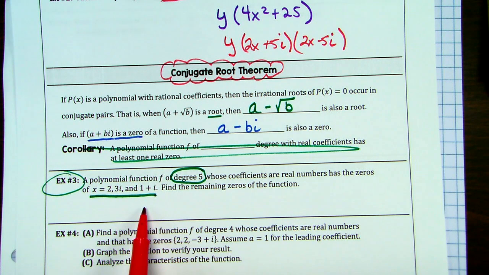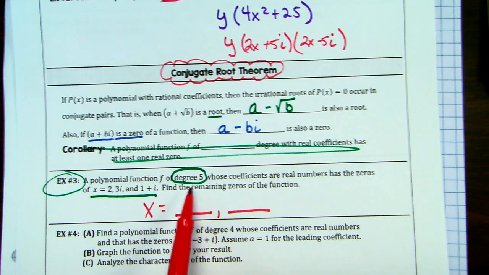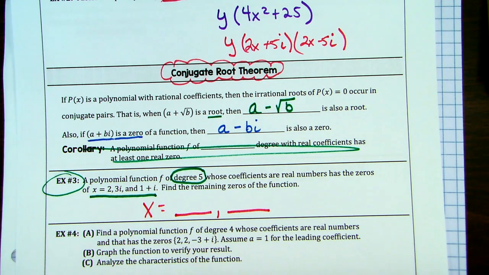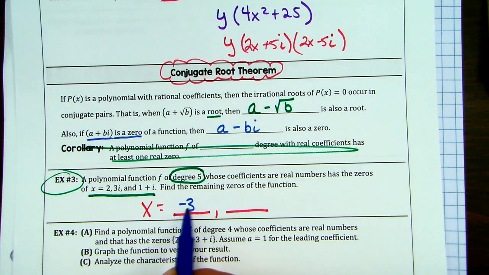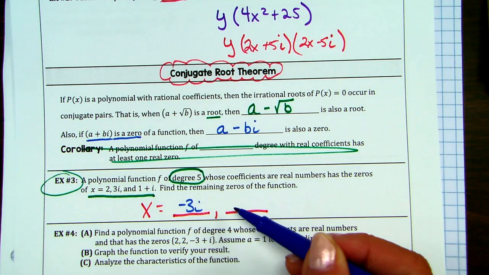So what else? How many more should I have? 2, right? There should be 2 more. Because of degree 5, I have 1, 2, 3. I'm missing 2 of them. That's why we want to know that little rule, okay? So somebody give me one that we're missing. Negative 3i, right? If you have a positive 3i, 100% of the time you're also going to have its conjugate known as negative 3i. How about the other one?